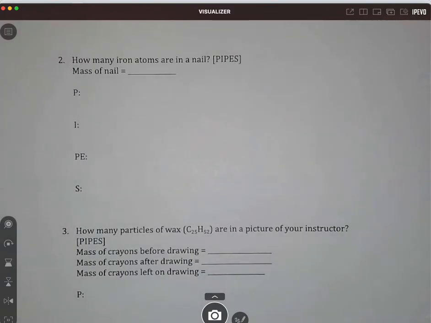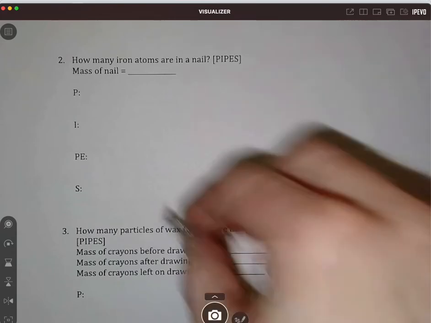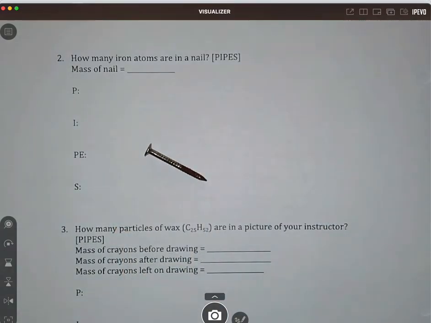The first one is going to be a nail. You're going to pick up a nail and figure out how many iron atoms there are in a nail using Avogadro's number.